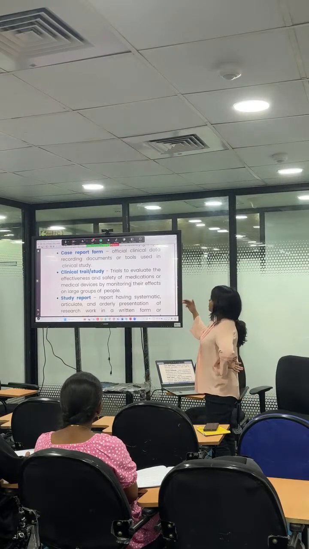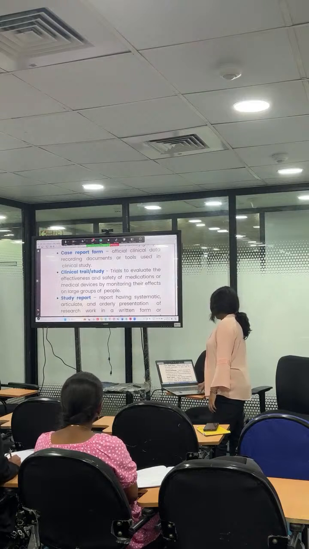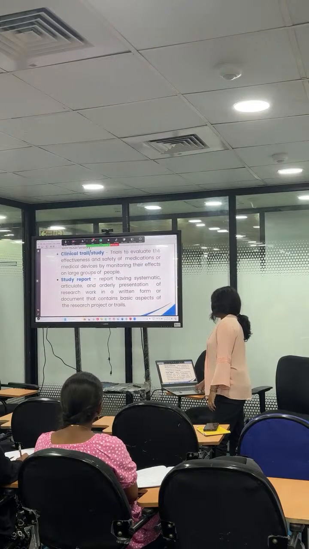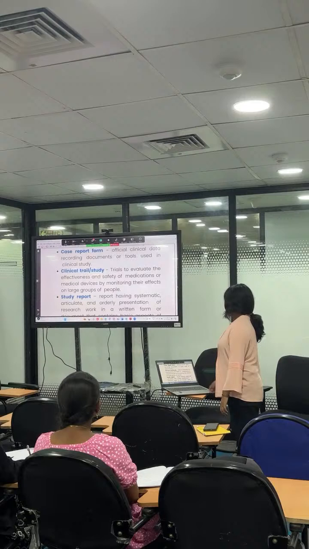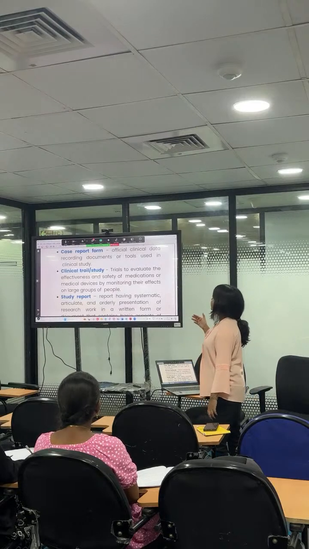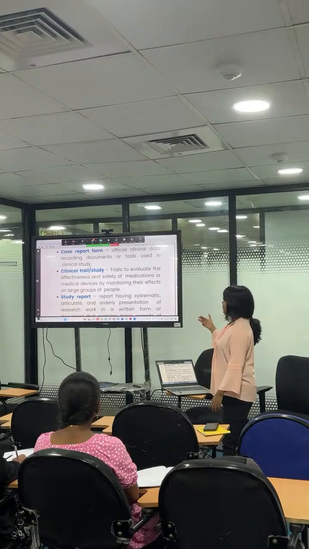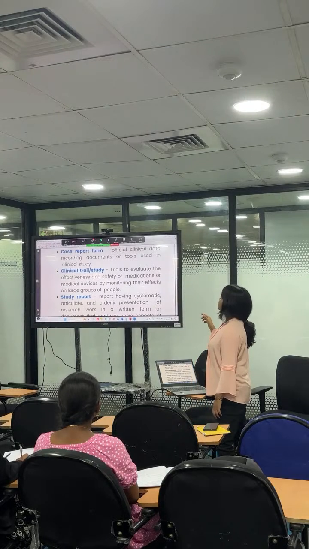And clinical trial or study: trials to evaluate the effectiveness and safety of medications or medical devices by monitoring their effects on large groups of people. Guys, please write down this one. Clinical trial or study. These are the trials to evaluate the effectiveness and safety of medications or medical devices by monitoring their effects on large groups of people.